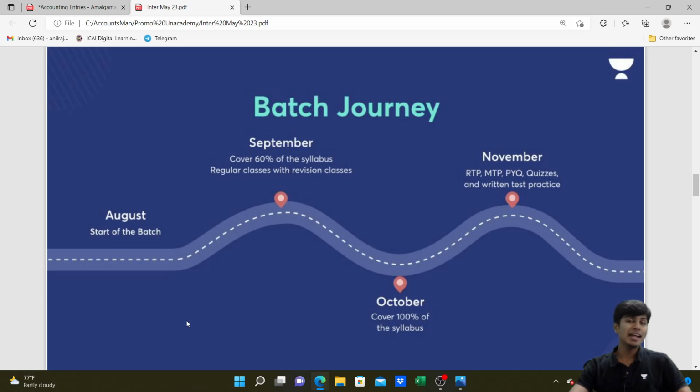The batch started in the month of August. 60% of the syllabus will get over by September 30th, and 100% of it is expected to get over by October. November is when you get a lot of time to do all the past RTPs, MTPs, previous year questions and everything. We will also be helping you in this process. We'll be putting out a lot of free content, and our fast track revision batch also will be there, wherein we'll do all the past exam RTPs, MTPs and previous year questions. You can join us in that journey.